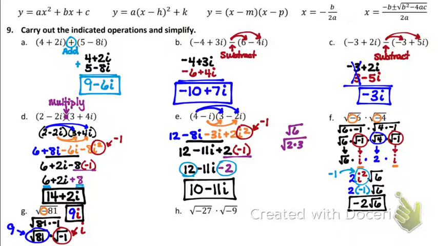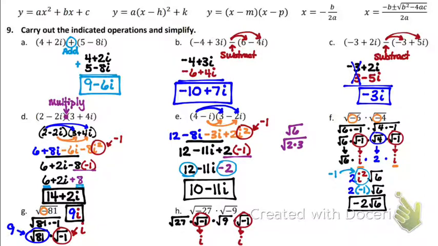H. H is a lot like F that we just did. So I'm going to get the negatives out of there. So square root of 27 times the square root of negative 1 times the square root of 9 times the square root of negative 1. We know the square root of negative 1 is the same as I.